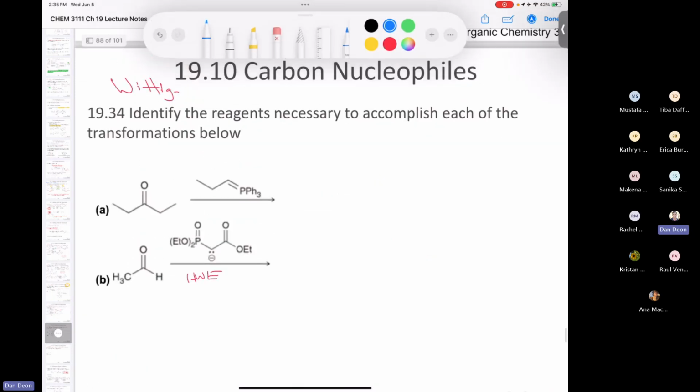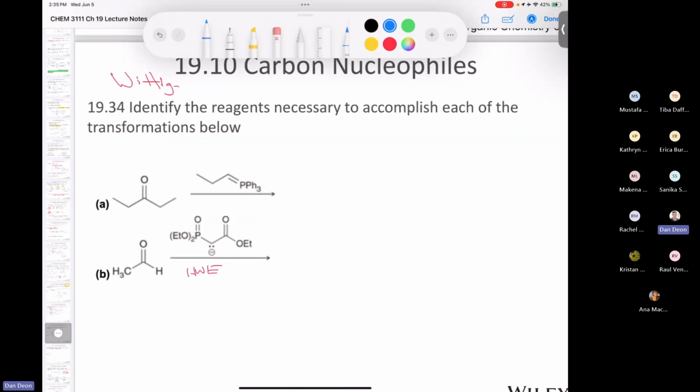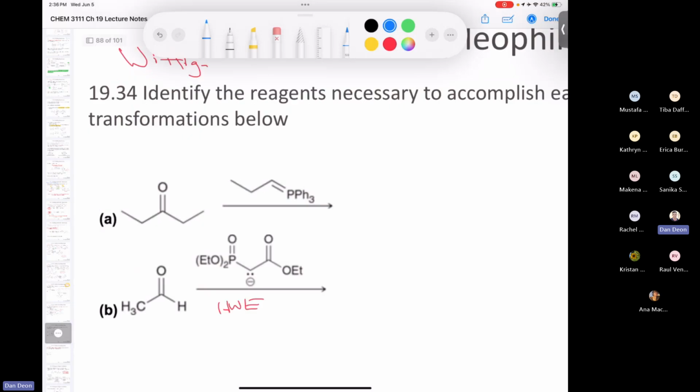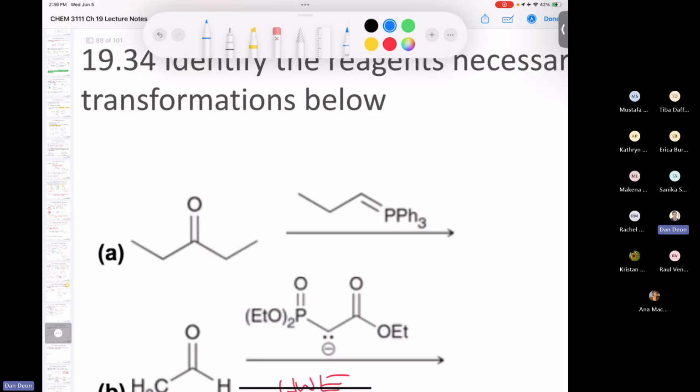Okay, let's take a look at 19.34. This is a Wittig. This involves the Wittig reaction. So here we have a ketone. They gave us a symmetrical ketone, so we don't have to worry about E or Z or cis and trans and any of that stuff. Then they gave us this ylene form right here. Now keep in mind, that is in resonance with the ylide form.